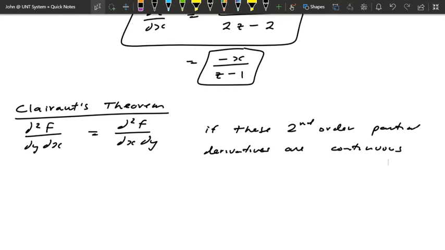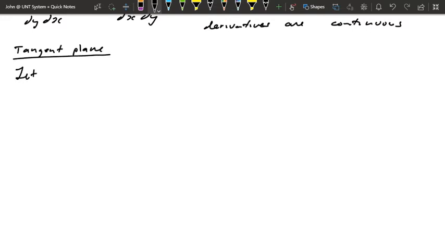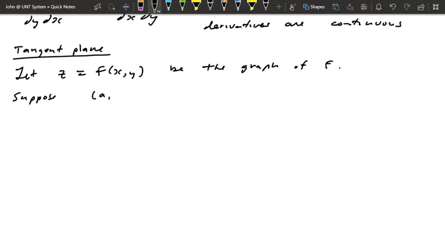Okay, so let's move on to the tangent plane. The idea is that we're looking at a function f of x, y of two variables, and we look at the graph of the function, which is the surface z equals f of x, y. Now, suppose that we have a point on the graph, that means it's of the form a, b, f of a, b.